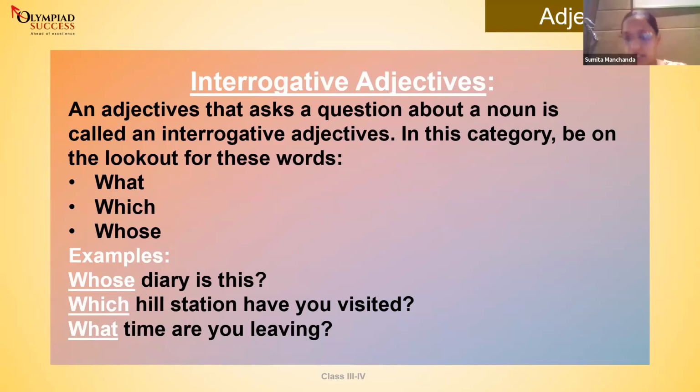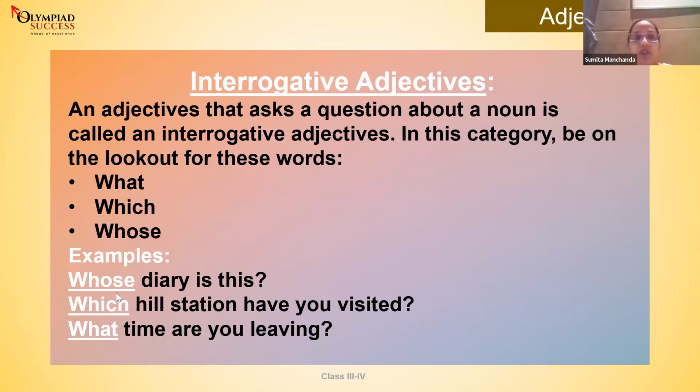Once you go to higher classes, you will come across maybe 1 or 2 more words, but as of now, as per your level, we never. So only these 3 words are the ones which we use as an interrogative adjective, and we need to ask a question, and also you have to use these words in the beginning of the sentence. Now, whose diary is this? I'm asking a question, so there's a question mark at the end. Whose. Which hill station have you visited? Again, there's a question mark. Which. What time are you leaving? There's a question mark, again, what.